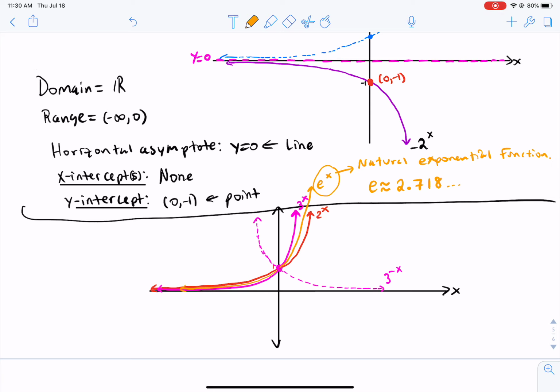So you can do this every year, every half a year, every 4 months, every 3 months, every month, every week, every day, every hour, every minute. And the more you increase these compounds, continuously, the closer and closer we're going to get to this number e. So it's a limiting value. But for now, just know that e to the x, the natural exponential function, is a function that lies between 2 to the x and 3 to the x.